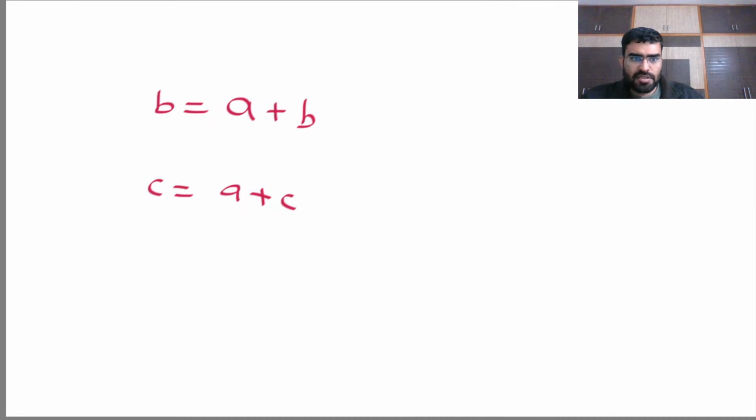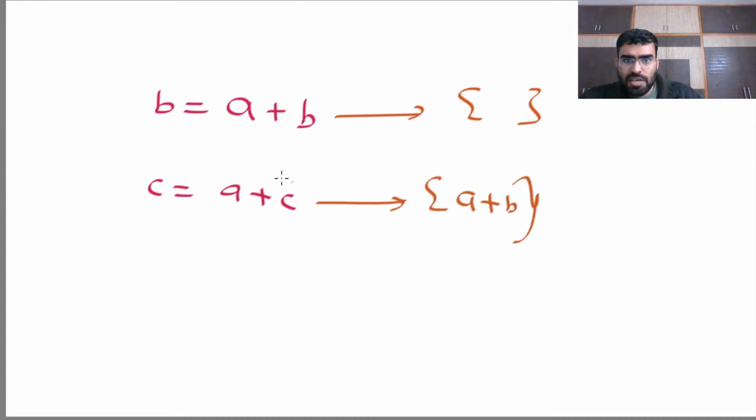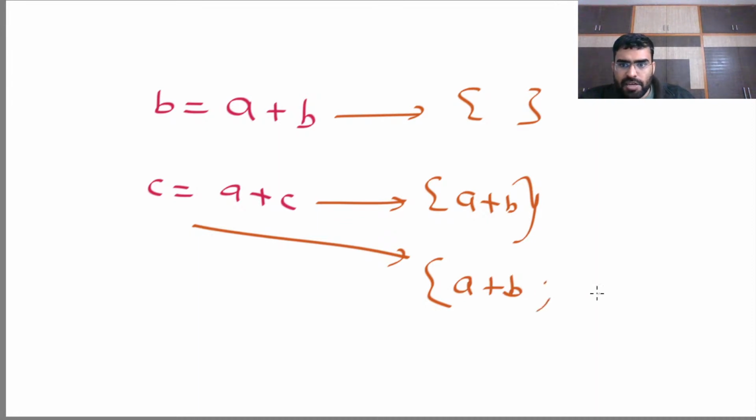So tell me, Rajan, what is the available expression here? That is phi. And what is available expression here? This is a plus b, because remember available expression here is a plus b, correct? Now what is available expression here? Tell me, can I say a plus c is available? a plus b is available, but can I say a plus c is available?